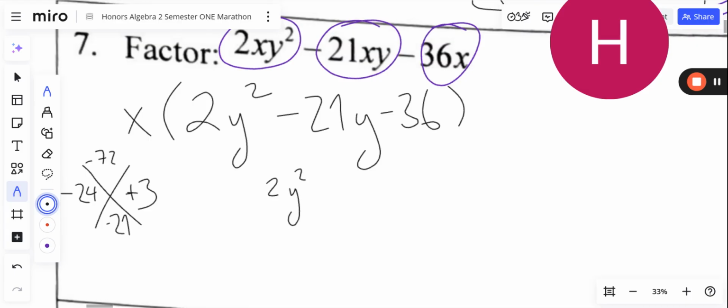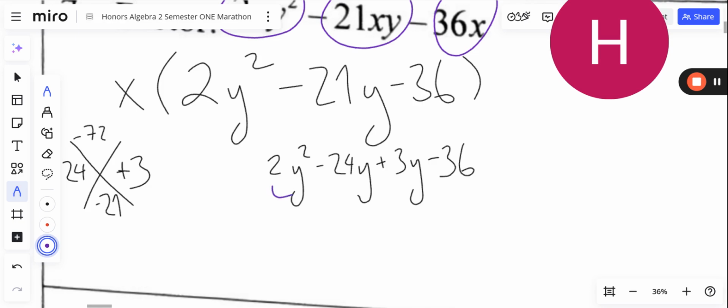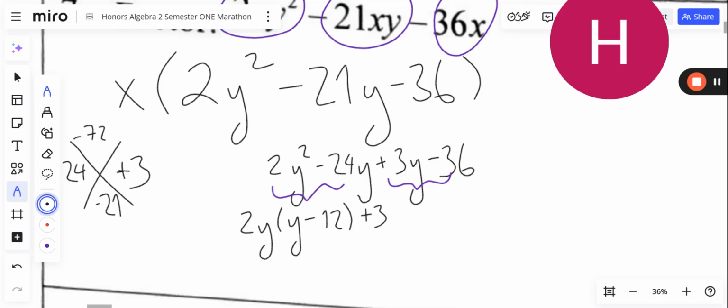So we're going to call this 2y squared minus 24y plus 3y minus 36. Okay, so we can employ group factoring once again. When you have four terms like this, it sort of smells like group factoring. So we have 2y, and that's going to leave us with y minus 12. If we factor a 3 out, this is also going to leave us with y minus 12.